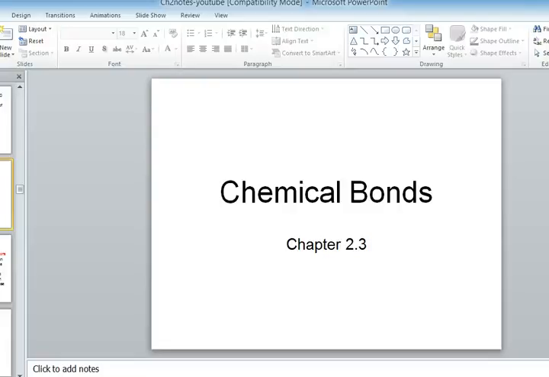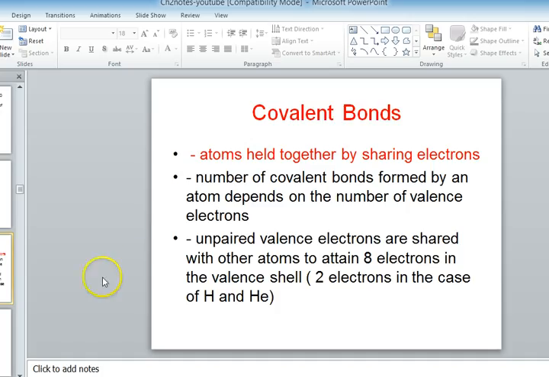Okay, we're going to pick up here with chemical bonds, which is chapter 2. In chapter 2, it's the third section, so chapter 2.3. Now, the first thing we want to look at is covalent bonds. As you go through this, pay particular attention to these parts that you see in red. There's a good chance you're going to see those again come test time.